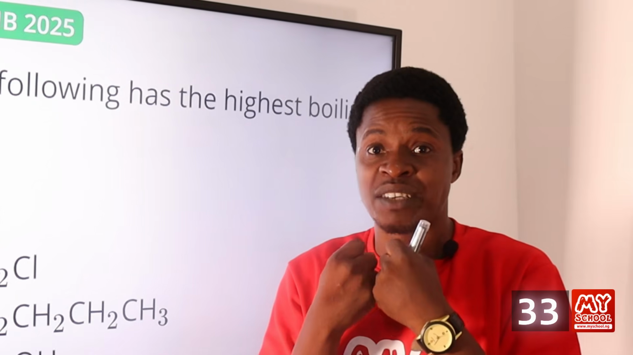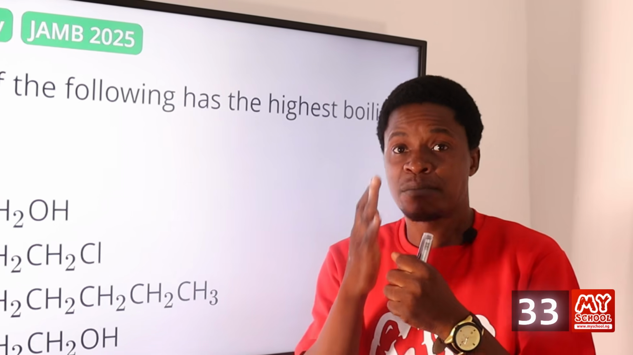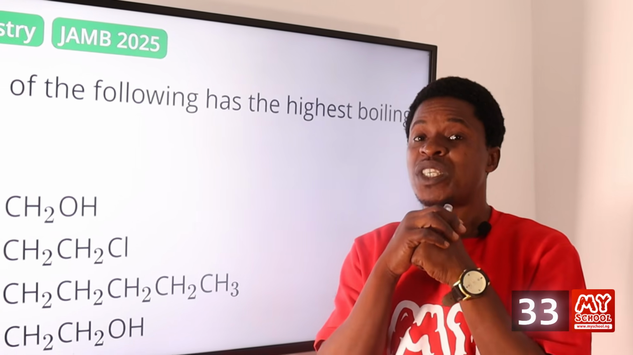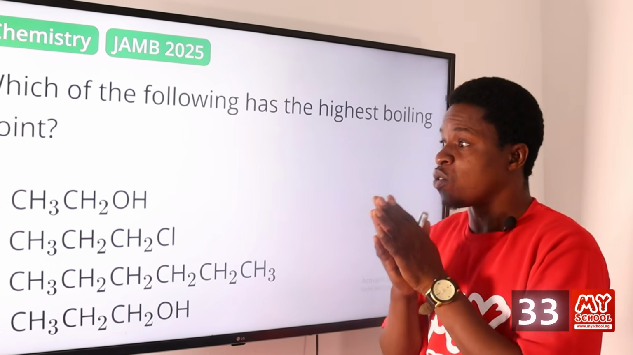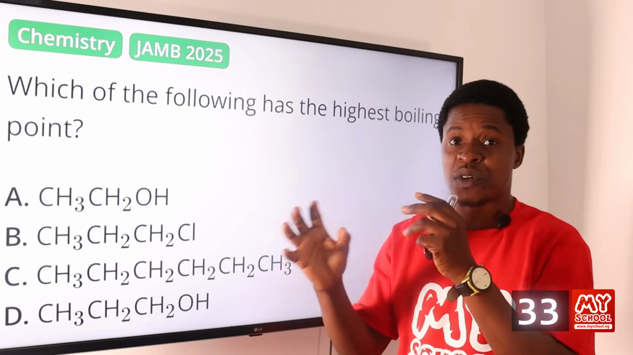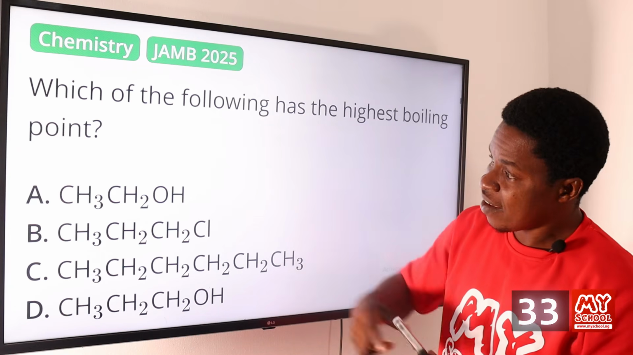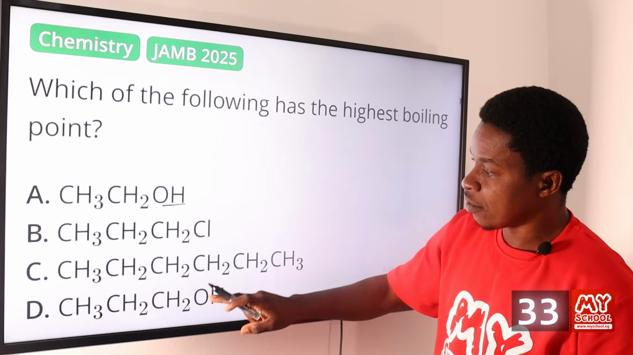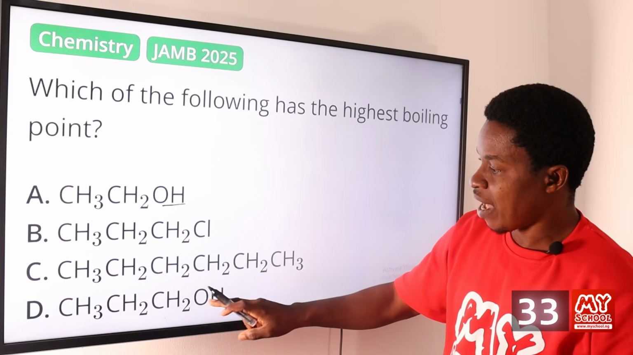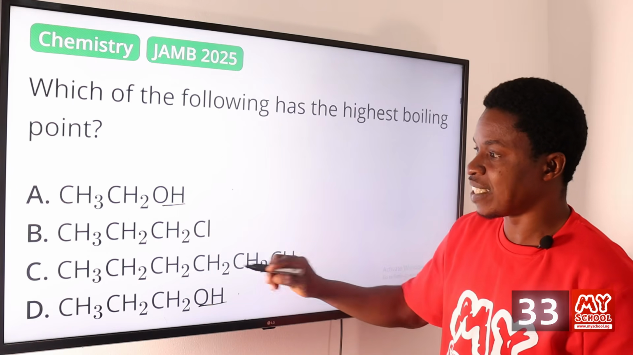The stronger the hydrogen bond, the more energy you need to break it. So look for the one that has the OH group, that's the hydroxyl group, first of all, because that is where you can have the hydrogen bonding. If you look at the options we have here, option A, we have OH. Option B, we have Cl, no OH. So we have option A and option D, and option B and C we can eliminate.